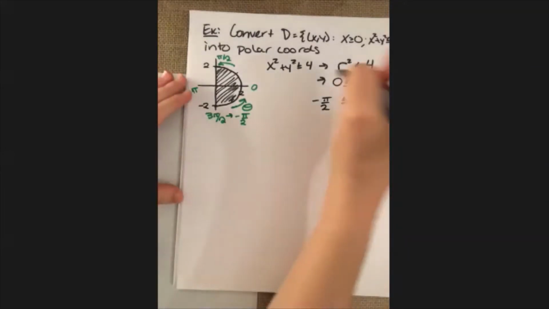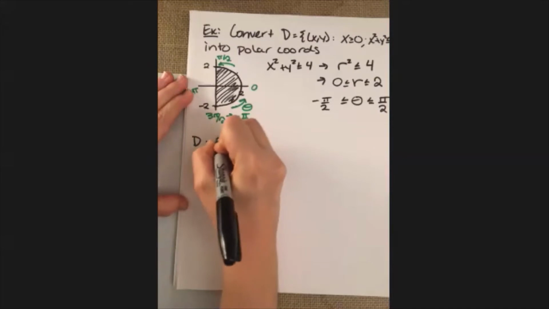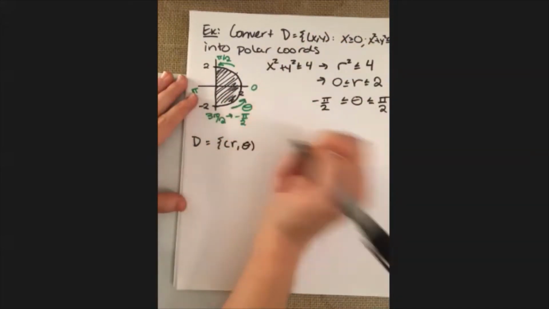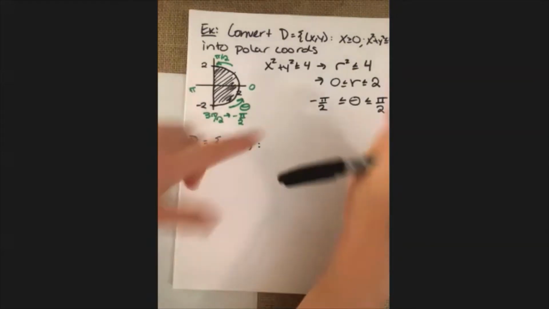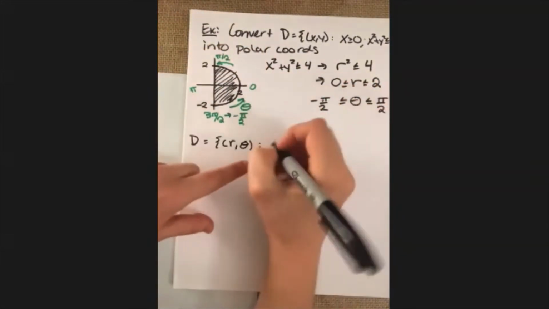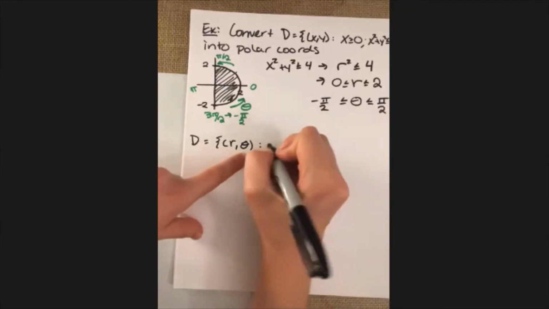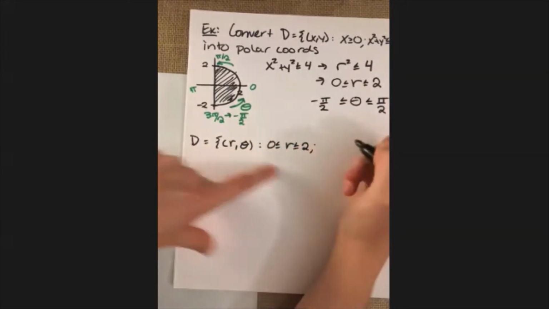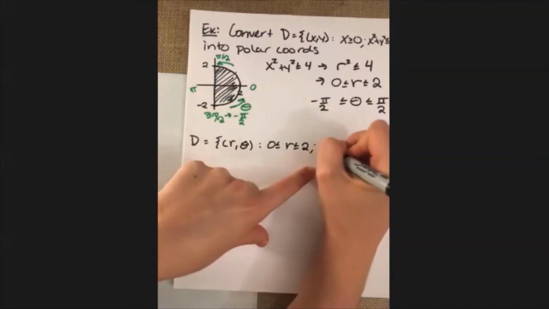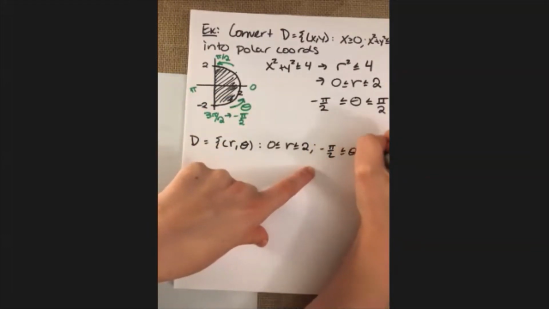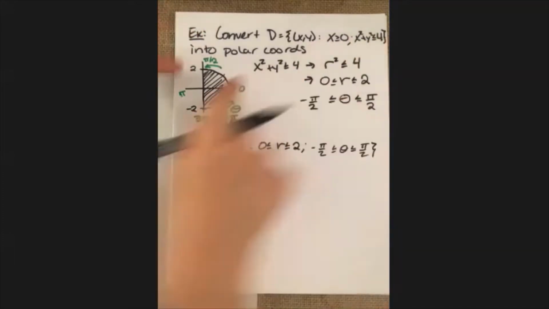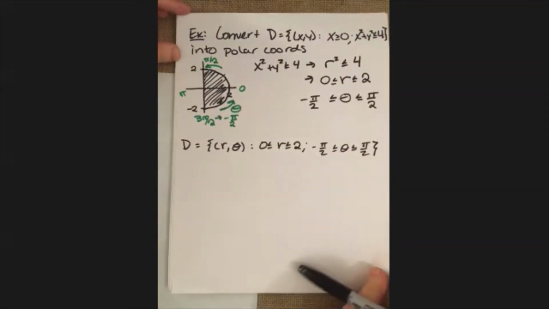But anyway, our goal here was to get a domain that describes the information r and theta that we want. So we have bounds for both of these. So now we want everything r and theta such that r is between 0 and 2, and theta is between negative pi over 2 and pi over 2. That's really pretty much all there is to it. So that has converted this region into polar coordinates.